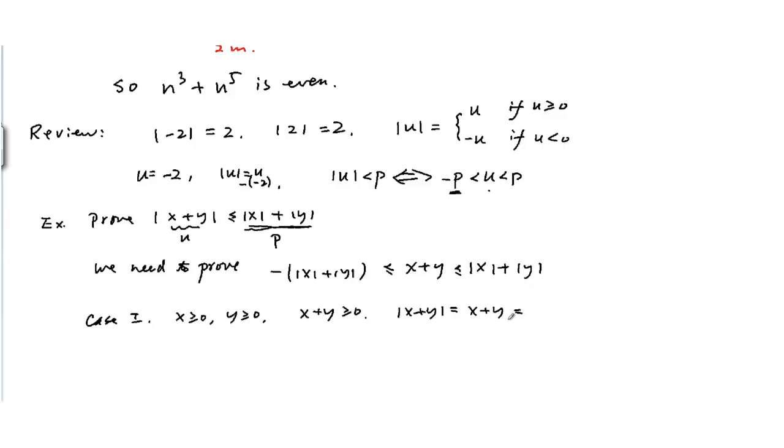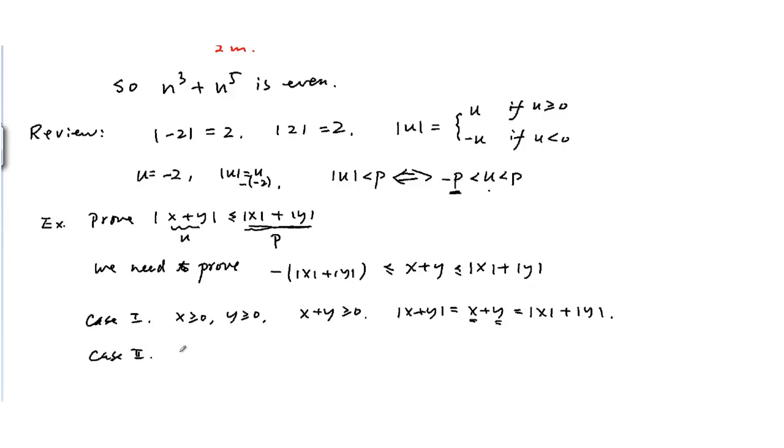Since x is non-negative, x equals the absolute value of x. Y is non-negative, so y is also equal to the absolute value of y. So in case 1, the absolute value of x plus y is equal to the absolute value of x plus the absolute value of y. So we prove that in this case the inequality is true.